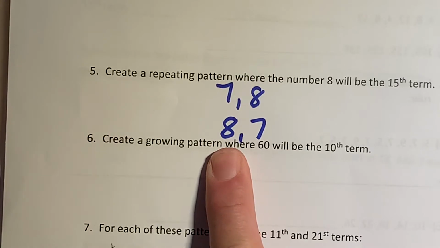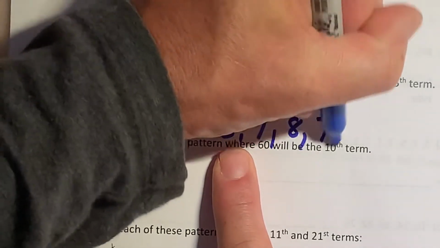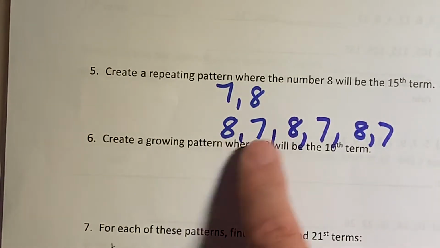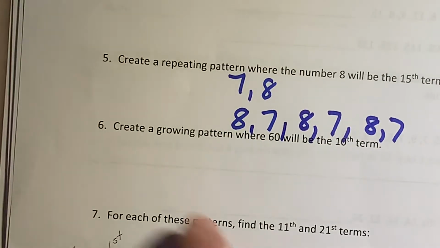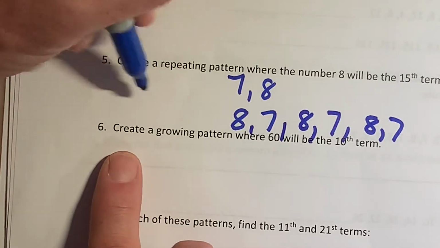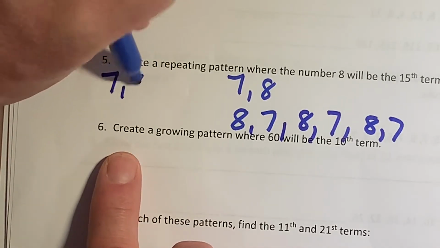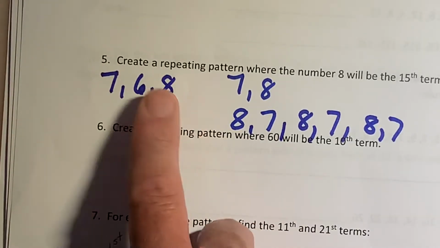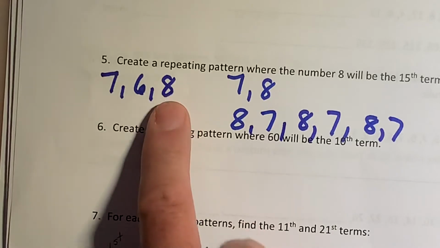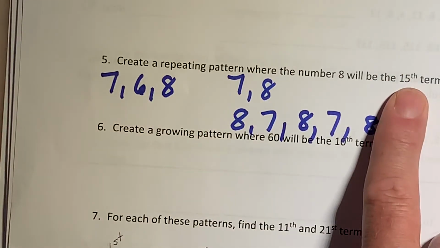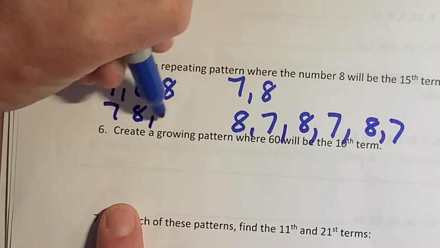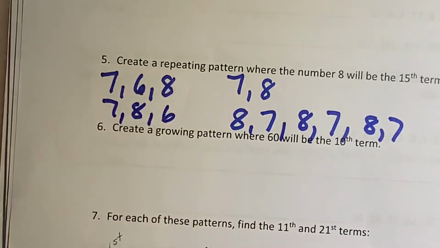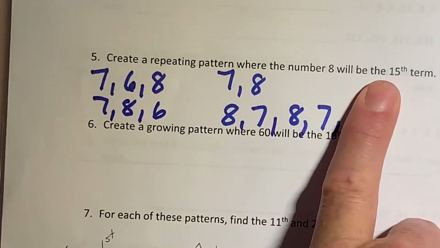So then I know that if I just keep repeating 8 and 7, 8 and 7, the 8 is going to land on the 15th term. It's going to be every odd number. If we were doing 3 numbers, same idea, 7, 6, 8. The 8 is going to be the 3rd, the 6th, the 9th, the 12th, the 15th. So it's going to land on 15. If they do something different like this, it's not going to land on 15 anymore, so it's not going to work. So that's what we talked about when trying to answer a question like this.